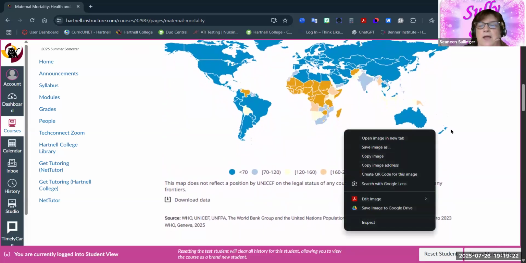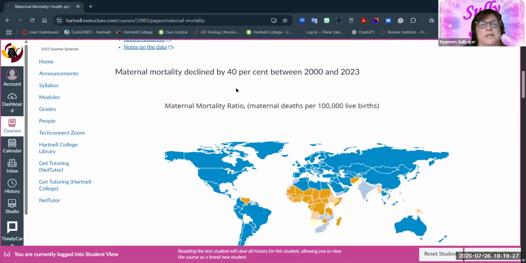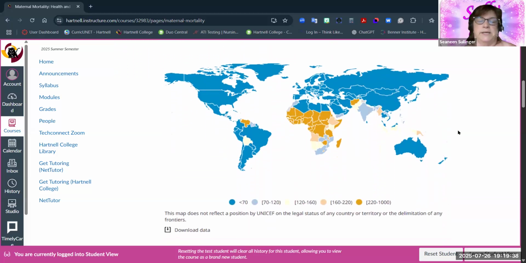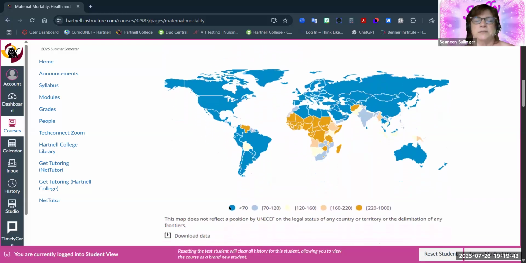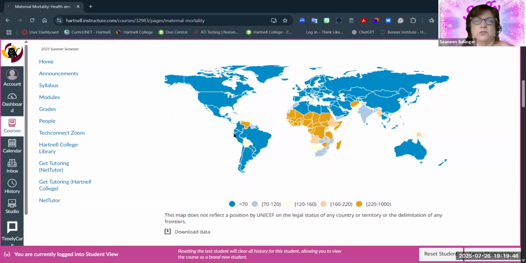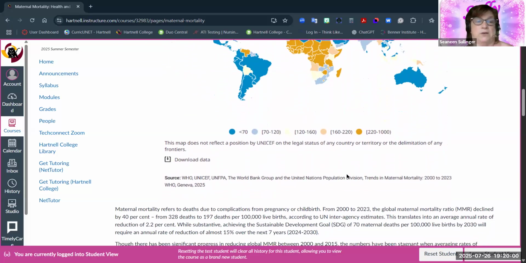This is from 2025. So maternal mortality declined by 40% between 2000 and 2023, which is amazing. It's been a goal to improve, and I think that is amazing. And so less than 70 deaths per 100,000 is this dark blue color. So that would be North America. But see, Africa's in there, 220 to 1,000 per 100,000 live births. That's just staggering to me.